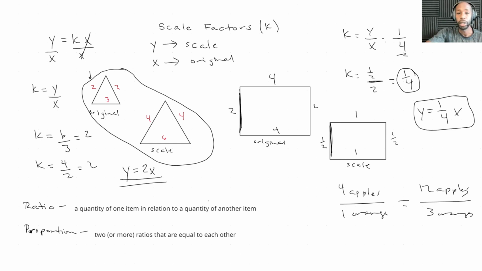K equals y over x, where y is a measurement from the scale, x is a measurement from the original. And then that'll help you to know whether or not it's a true scale version, if you get the same scale factor for all the corresponding sides.